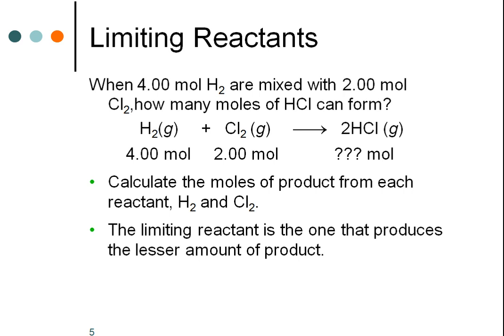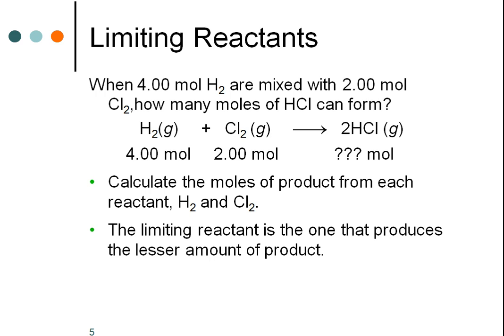Now, the idea of limiting reactants applies really smoothly here in chemistry, particularly with stoichiometry and roadmap problems. And here's a case in point. When 4 moles of hydrogen are mixed with 2 moles of chlorine, how many moles of HCl can form? Here's a balanced equation: H2 plus Cl2 makes 2 HCl. We're starting off with 4 moles of hydrogen, 2 moles of chlorine. We don't know how many moles of product we're having. This is pretty much a roadmap problem.